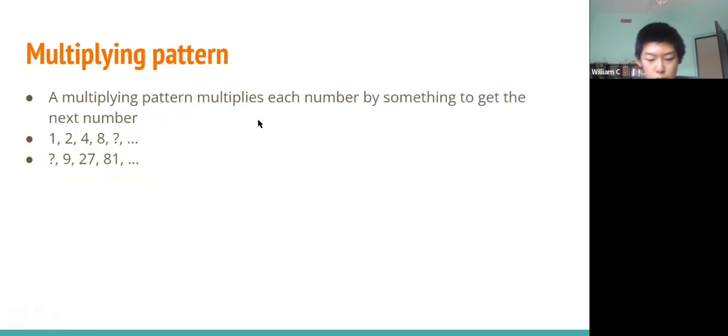We can also have multiplying patterns, also called geometric sequences. A multiplying pattern multiplies each number by something to get the next number. For example, in the first case, we multiply by 2 every time. So we know that the last number covered by the question mark is 16, because 8 times 2 equals 16. And in the second case, we can see that every time we multiply by 3. So the first number is 3 because 3 times 3 equals 9.